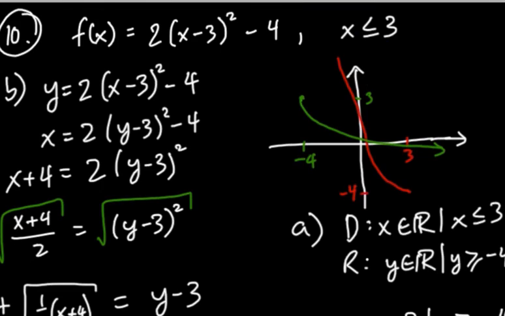And one last thing just to recall is remember that these red and green lines reflect across y equals x. So if I got the red line and reflected it across the yellow line, I would get the green line.